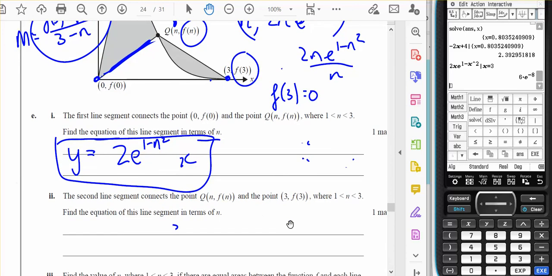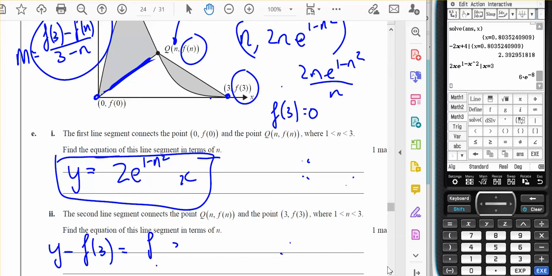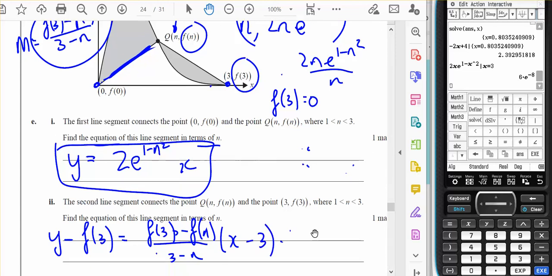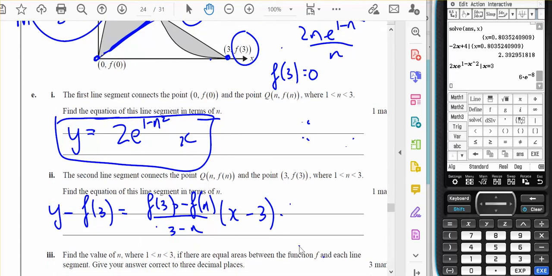So my second line will be y minus f of 3 equals this gradient, which is f of 3 minus f of n over 3 minus n, times x minus 3. I'm not going to write any more than that because that is correct. It doesn't have to be expanded or simplified in any other form. It didn't tell me to put it in the form of y equals mx plus c, so I'm just going to leave it in that form.